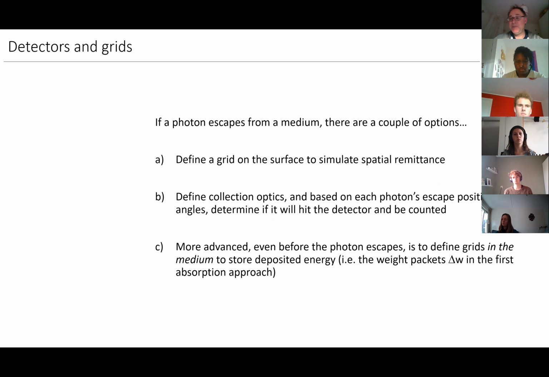Then, if the photon escapes from the medium, there are again a few options. You can define a grid on the surface and keep track of where the photon actually escapes. That means you can simulate spatially resolved reflectance, for example. You could also define some collection optics in the computer, for example a fiber with a certain numerical aperture. When the photon escapes, you check whether its angle is within this numerical aperture. If it is, then you count it. If not, then it is discarded, et cetera. So you can make this quite complicated.